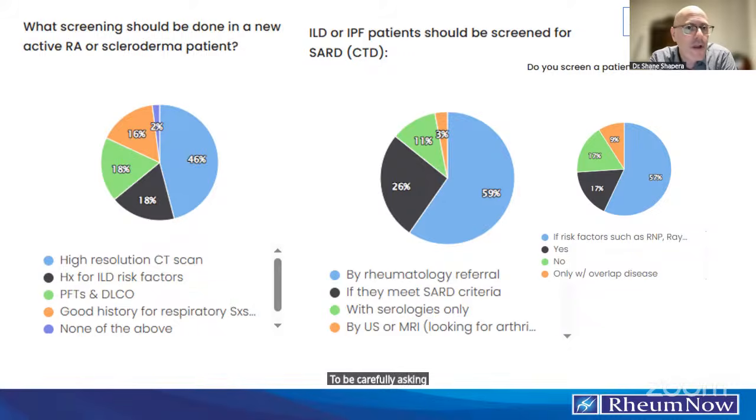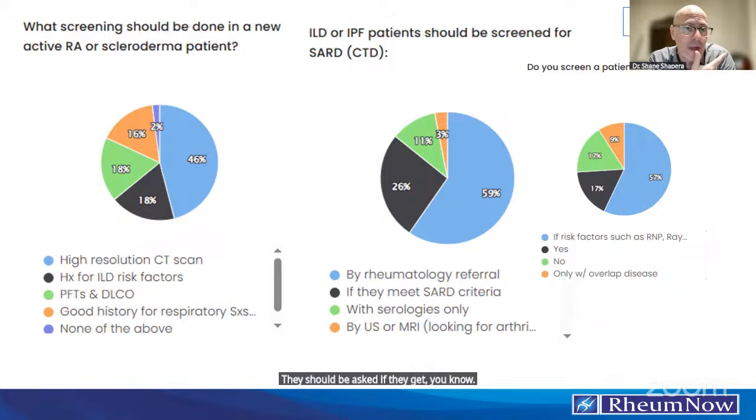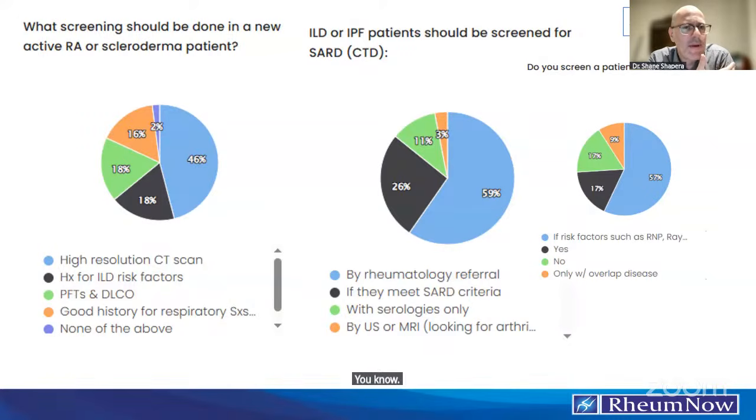I think every single patient with IPF should be asked if they have Raynaud's phenomenon. They should be asked if they get joint stiffness in the mornings. They should be asked about other classic features, and they should be examined for telangiectasias and do a quick skin exam and maybe just grab their hands.